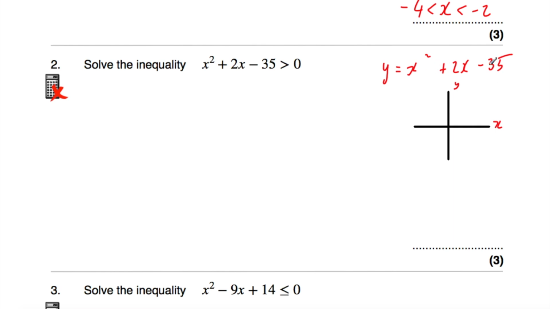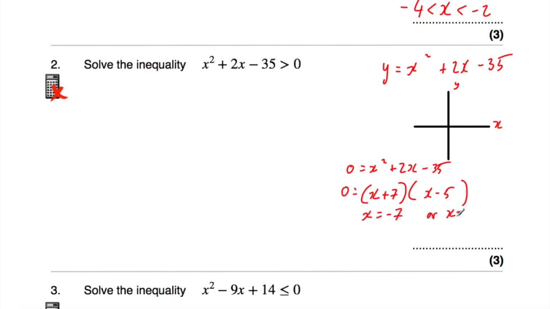So to find where a graph crosses the x-axis, we let y equal 0. So 0 equals x squared plus 2x minus 35. And then if we factorize this, we'll get 0 is equal to, and then bracket, bracket. We want two numbers that multiply together to be negative 35 and add together to be 2. So I'm thinking plus 7 and minus 5, because 7 times minus 5 is minus 35, and minus 5 plus 7 is 2. So that means our answers would be x equals negative 7 or x equals 5. So our quadratic will cross the x-axis at negative 7 and 5. So it's going to look something like this.